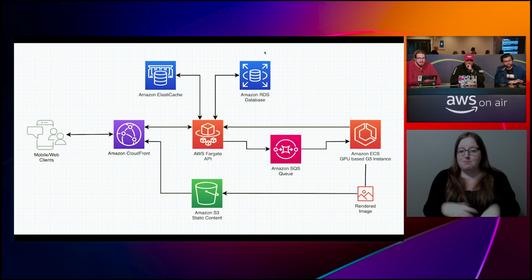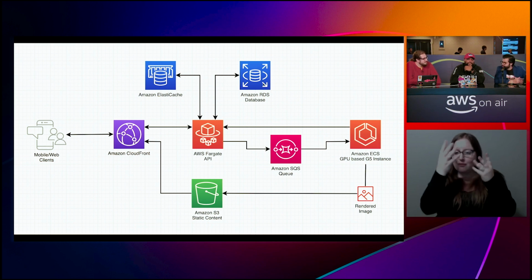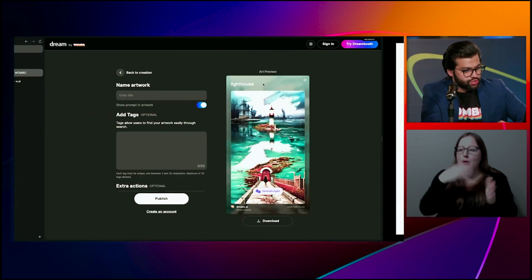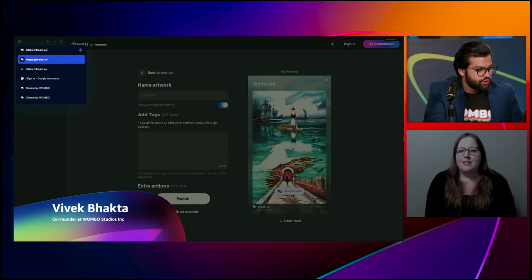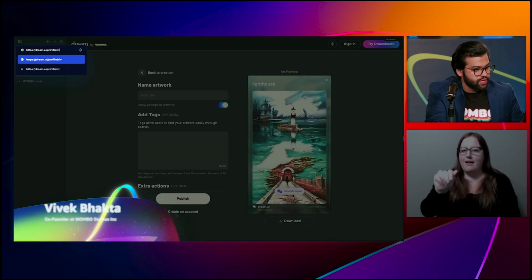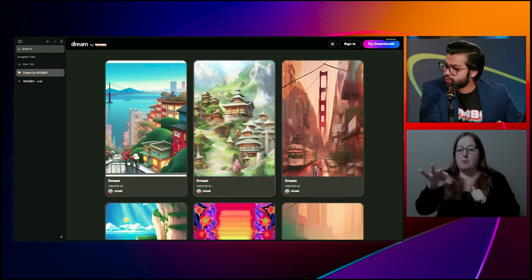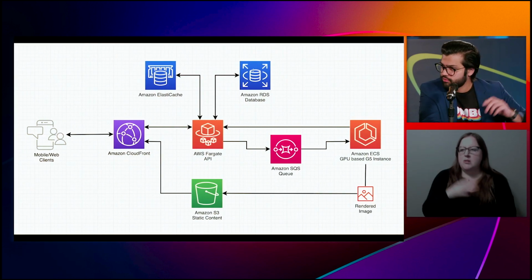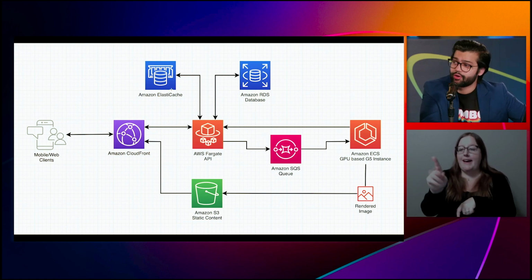We also have our database to store task information, metadata, and user information, like how many dreams you've created and publishing. So you'll have your own gallery as well that you can see. If I just go to dream.ai/profile/Vivek, you can see a profile of published artworks that I have. That's all in RDS. And then we use ElastiCache to make sure we can deliver the content very quickly.